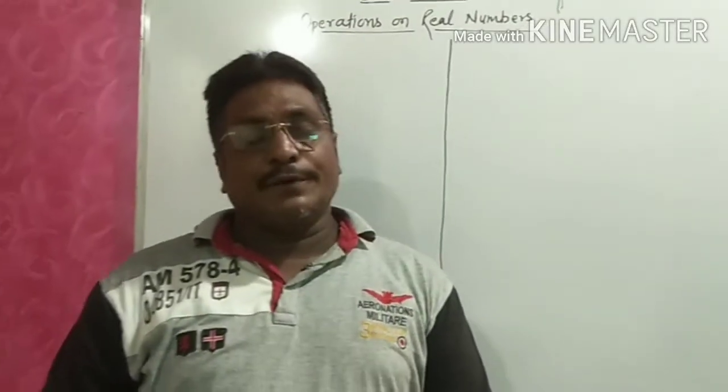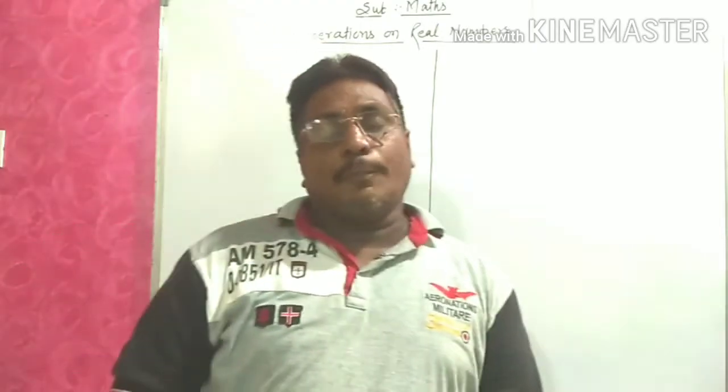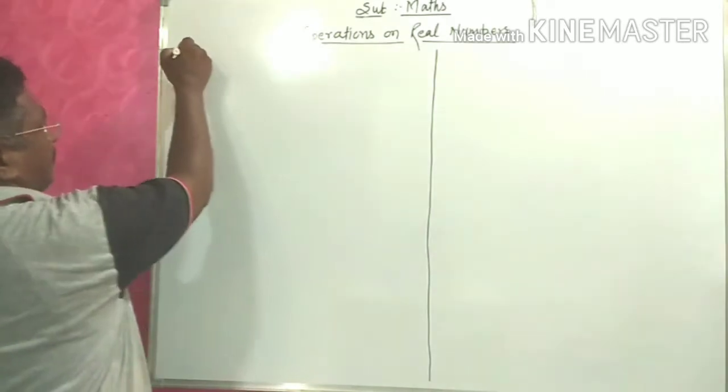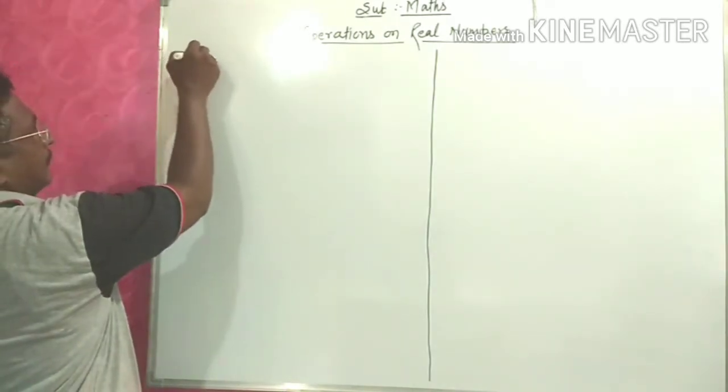In the last video we discussed the operations on real numbers. In those few examples we studied how to solve. Now further, by using identities, we will discuss how to solve examples. So for that purpose we will go on to the examples only. Example.